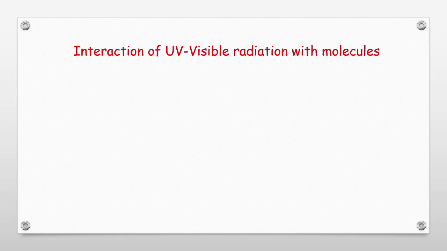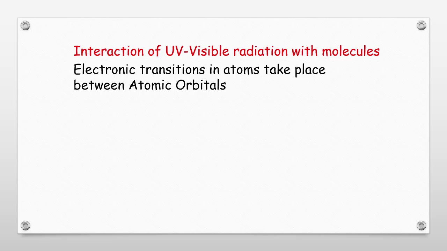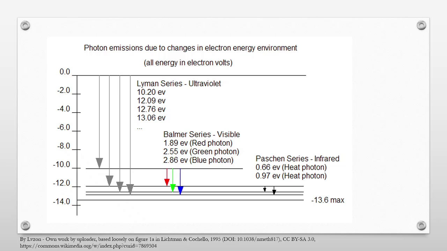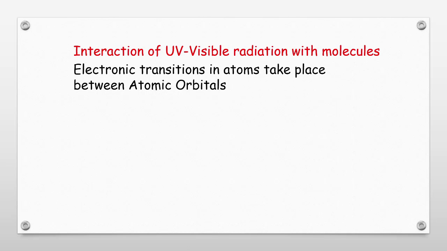For that, let us recollect atomic spectroscopy. In atomic spectroscopy, electronic transitions are taking place between the atomic orbitals in an atom. You are well familiar with the atomic spectrum of hydrogen, which consists of several series of lines called the Lyman, Balmer, Paschen, Brackett and Pfund series, characterized by lines, and also called the line spectrum. But now we are concerned with spectroscopy in molecules.